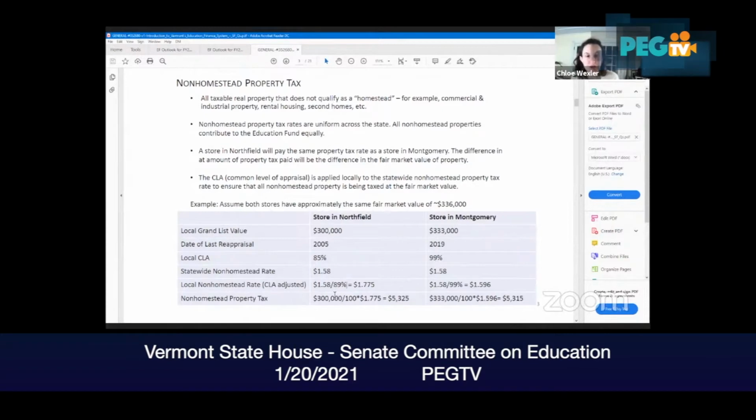And then when we actually do the multiplication to determine the amount of tax paid, you can see that they end up paying very close to the same amount of property tax.